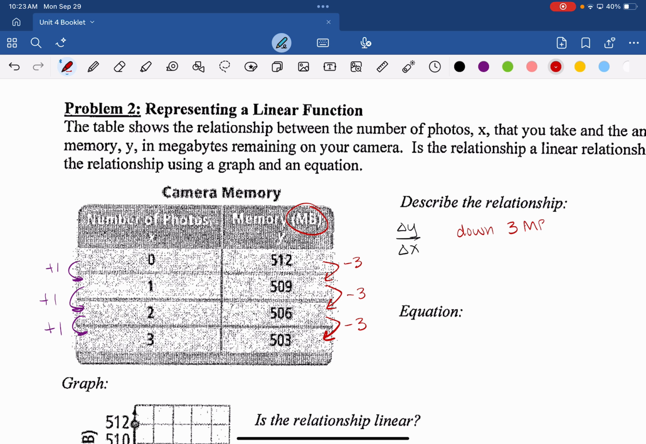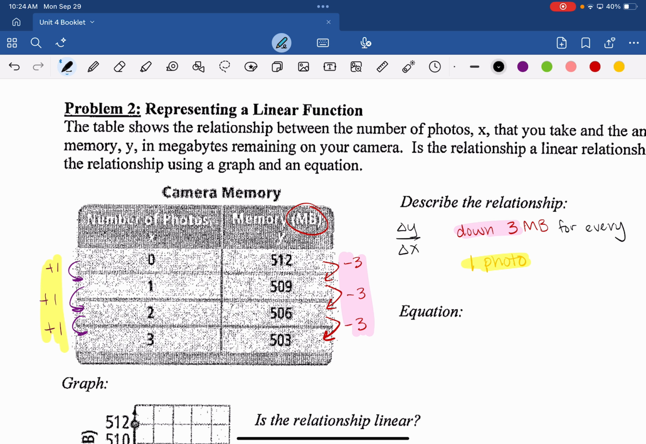megabytes for every 1 photo. Okay, so where did I get all those pieces? Well, I got my down 3 megabytes from right here, going down 3. For every 1 photo, I got from right here, okay? So that's how we would describe it.